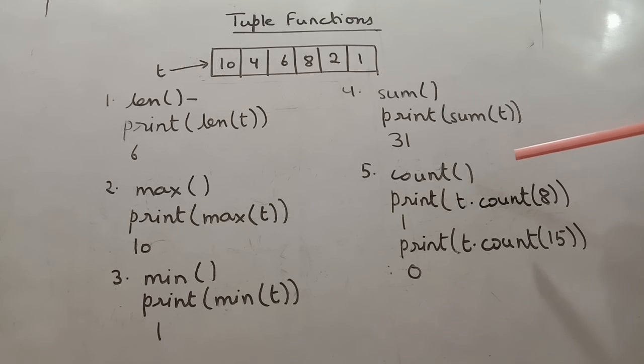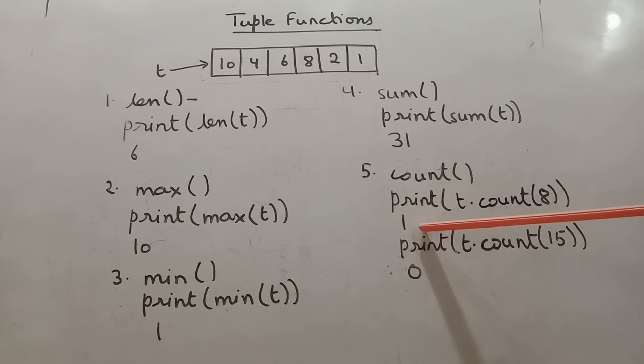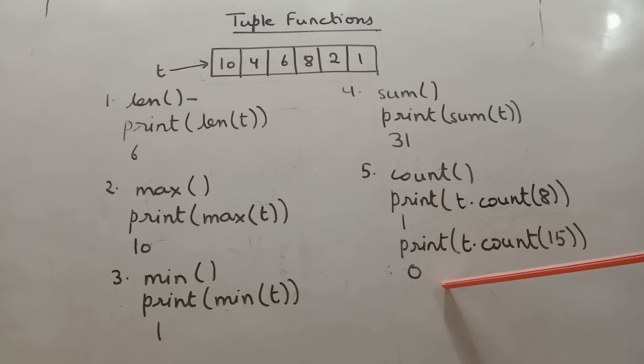Next function is count function. Count function is going to find out the frequency of a number that you provide to it as an argument. When I have written t dot count 8, it is going to find out how many times 8 is repeated in the tuple. Since 8 is repeated only once, your answer is 1. Now if you provide any value which is not a part of the tuple, it is going to return 0.